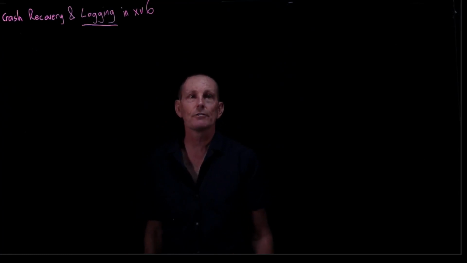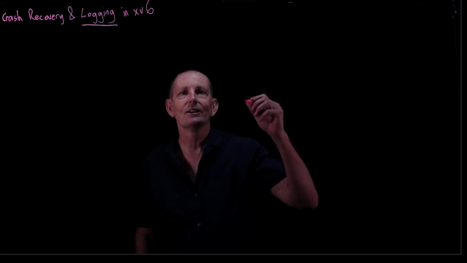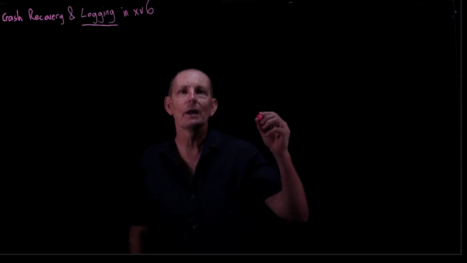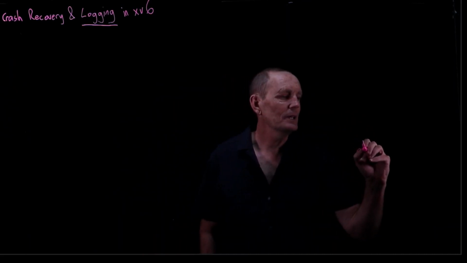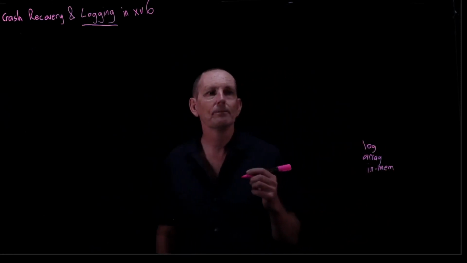Now let's talk about how crash recovery and logging are done in xv6. So what happens in xv6? On our right, we're going to add the block number to an in-memory array. So this is basically going to be a log array in memory.